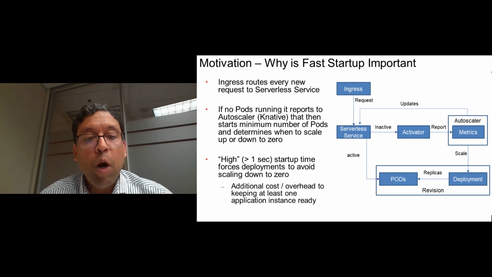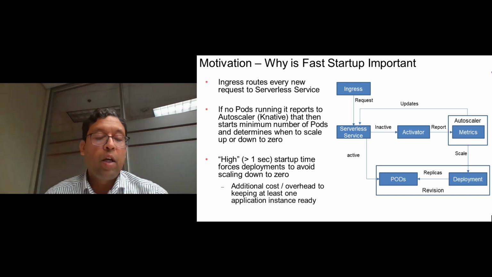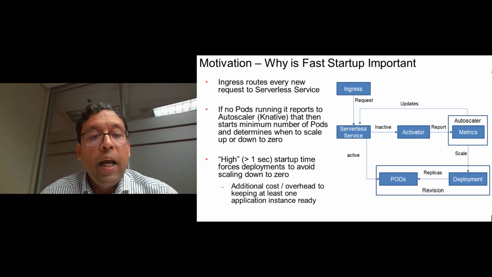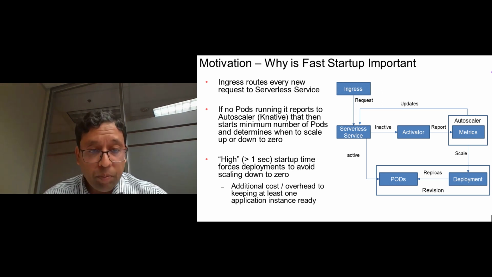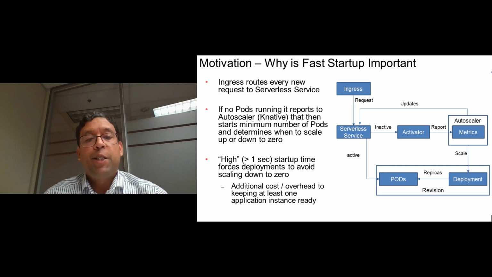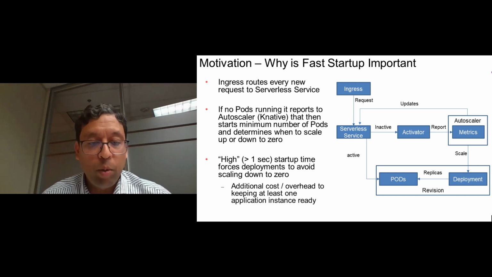So if no pods are running, a request comes in, and then this is reported to the autoscaler, which invariably is Knative. That's one of the popular infrastructures out there. And then that starts a minimum number of pods that you configured in order to handle this request. Now, those pods come up, they start handling the request. And then when requests go down, the autoscaler also decides when it's time to scale back down to 0.